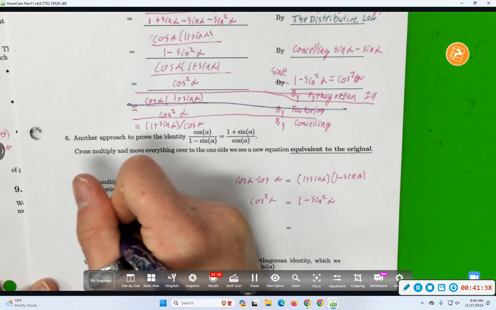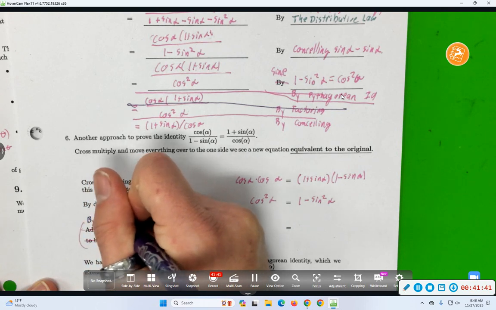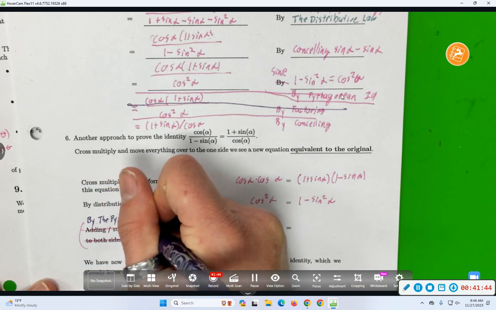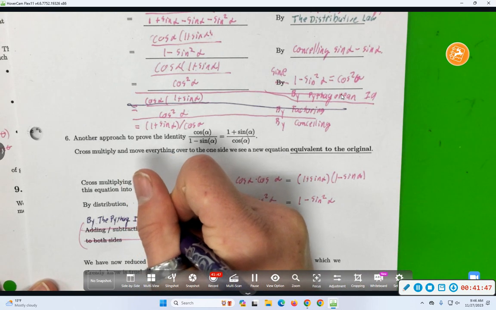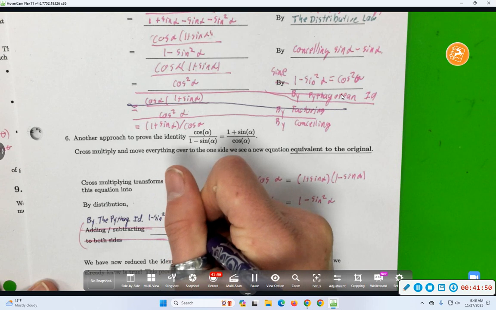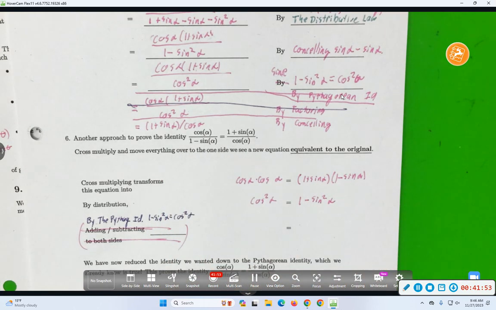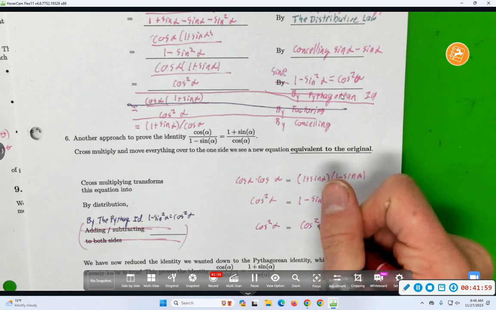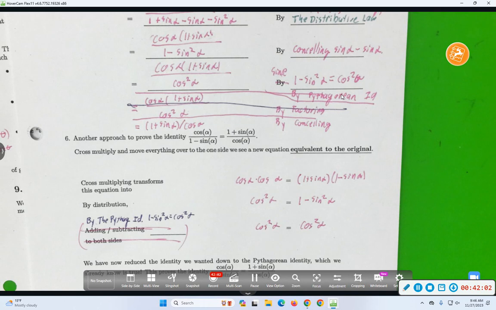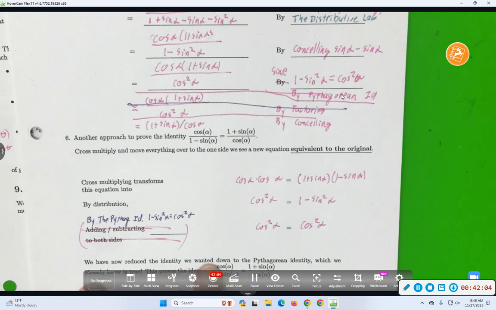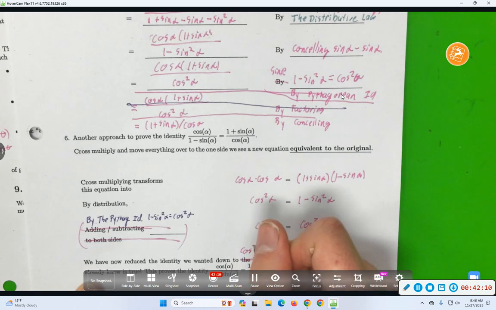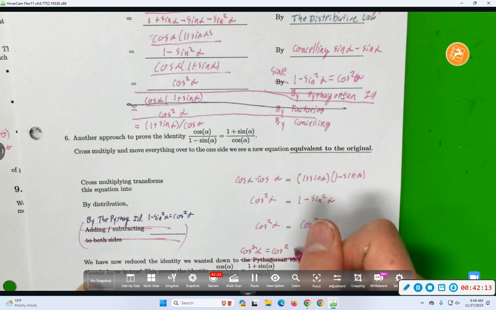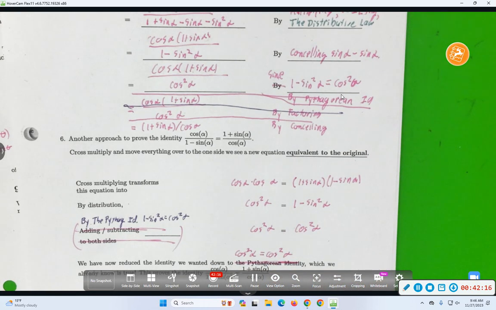let's do that by the Pythagorean identity. 1 minus sine squared alpha equals cosine squared alpha. So this whole thing becomes cosine squared alpha equals cosine squared alpha. Is that an equation that we know is true? We have now reduced the identity we wanted down to cosine squared alpha equals cosine squared alpha, which we already know is true. That means that the identity we started with must in fact be a true identity.